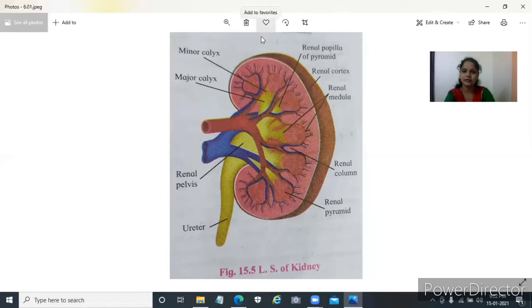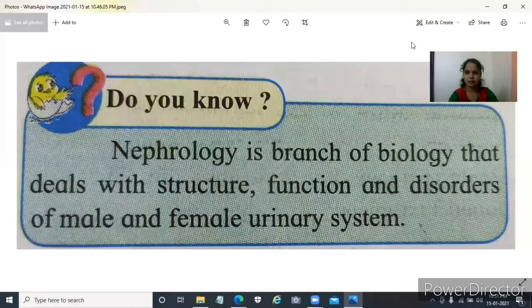The LS of the human kidney, or the histology of the human kidney, consists mainly of two parts, the renal cortex and the renal medulla. Let's learn a new term, nephrology. Nephrology means study of the nephron. Nephrology is the branch of biology that deals with structure, function and disorder of the male and female urinary system.